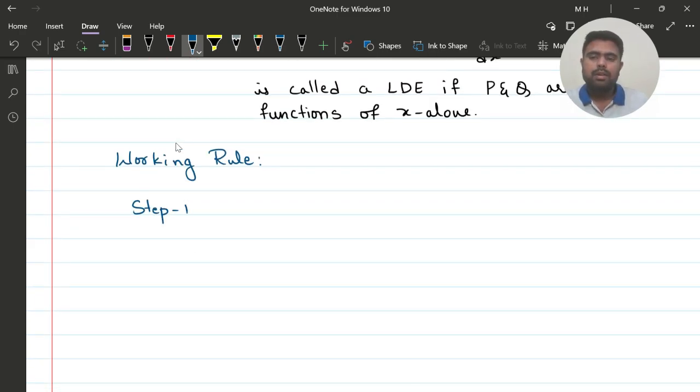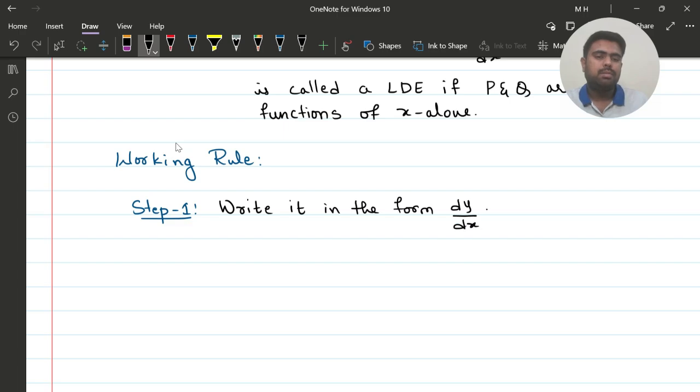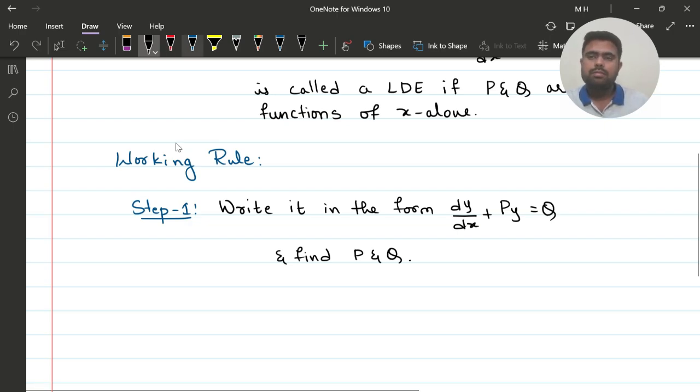Step 1. First we will write down the given differential equation in the form dy by dx plus Py equal to Q. Write it in the standard form. In step 1 we can also say compare it with this standard form and find the values of P and Q.